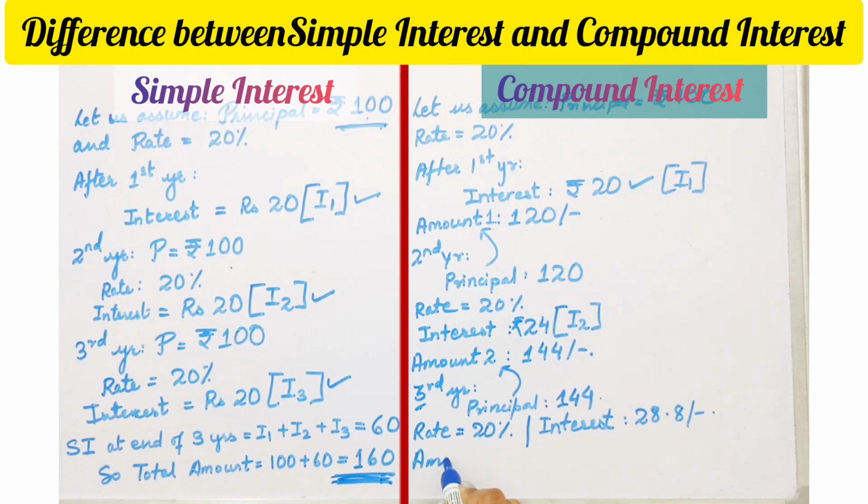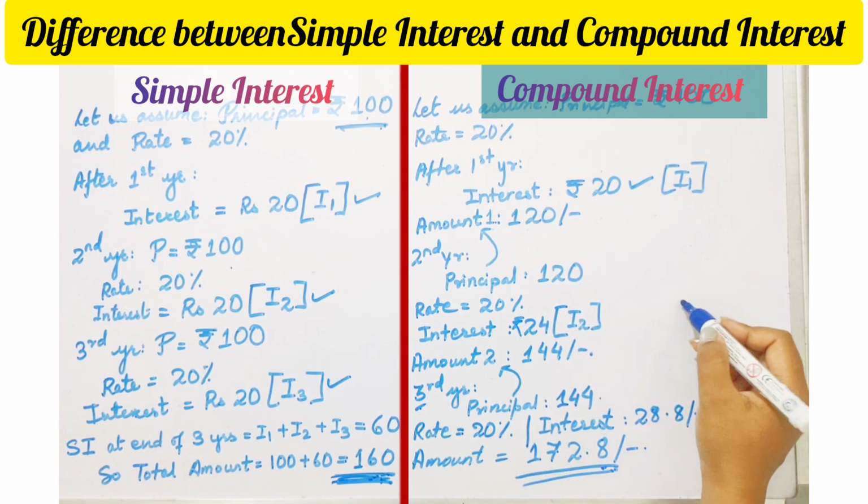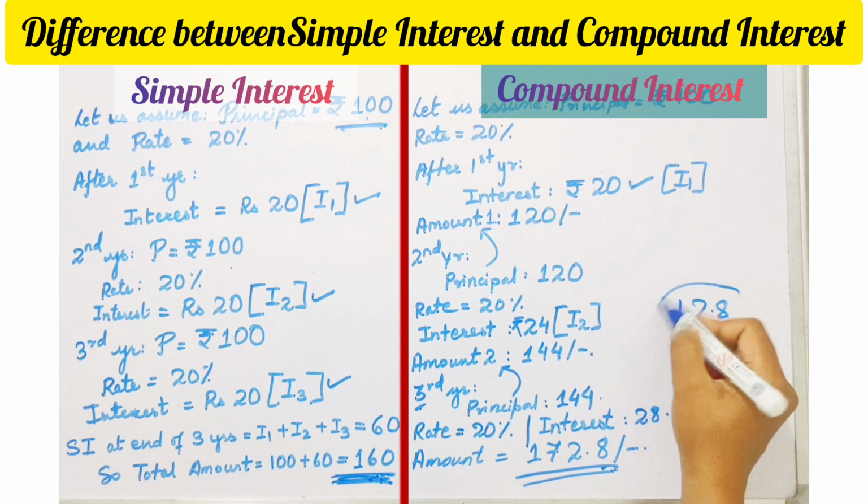Now, while calculating the amount, we will add it. 144 plus 28.8 will give us 172.8 rupees. So here, as you can see, the amount calculated during compound interest is more than the amount calculated at the end of simple interest. What is the difference? The difference over here is 12.8 rupees.